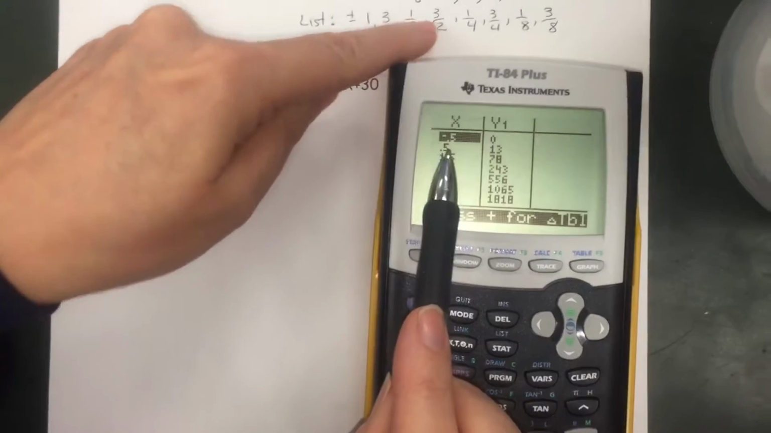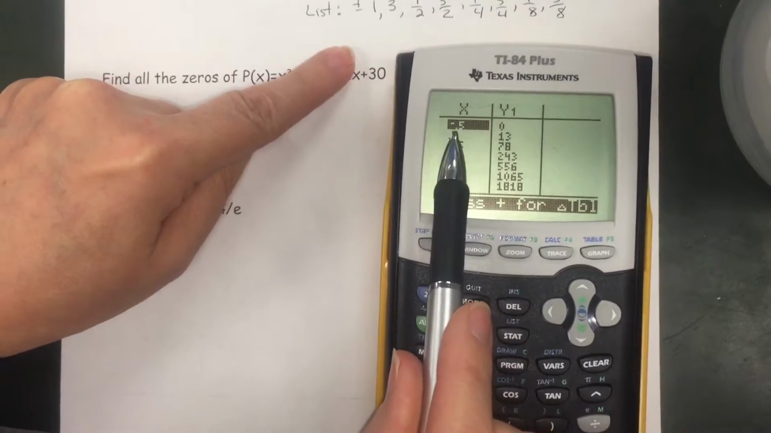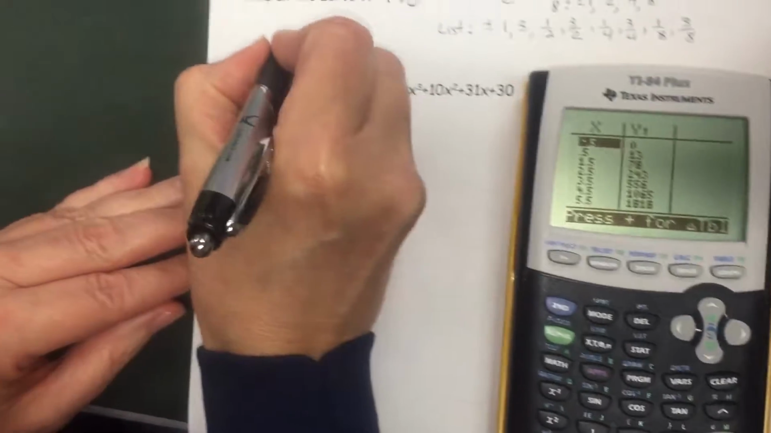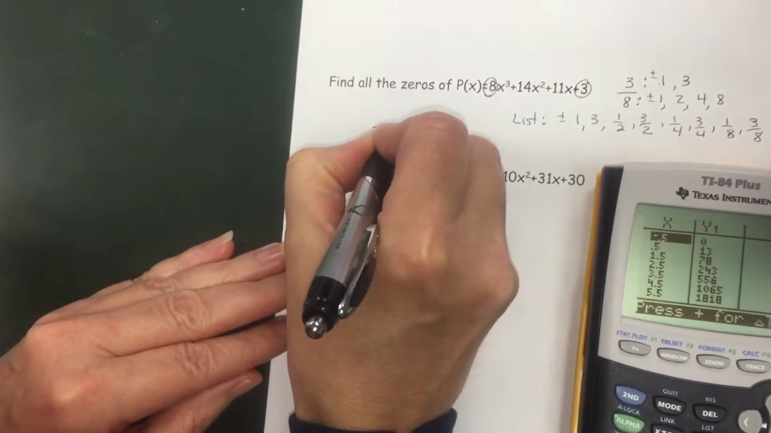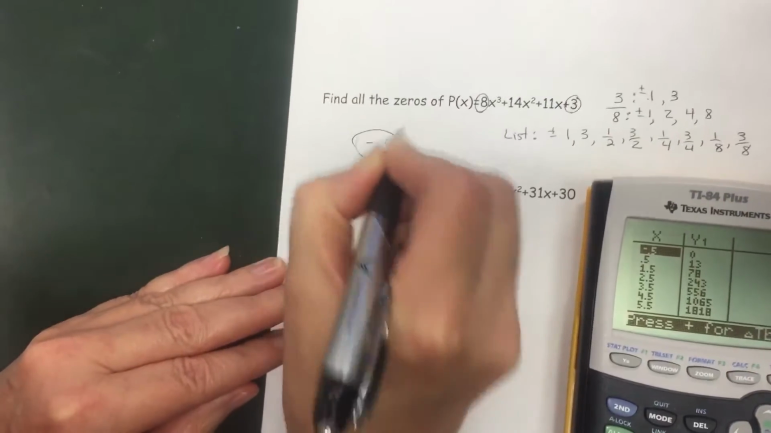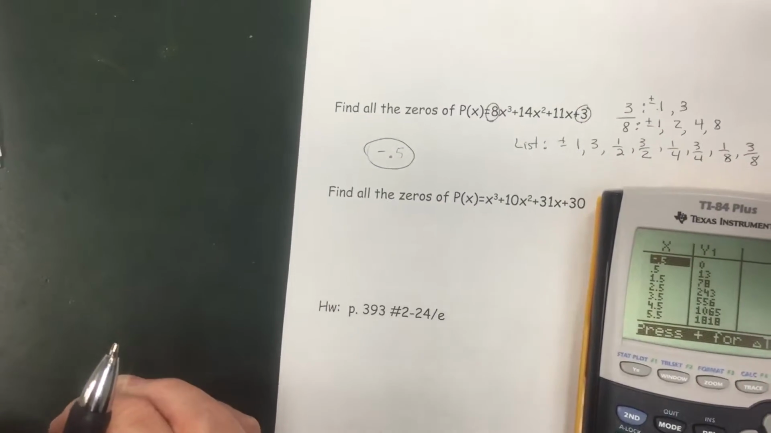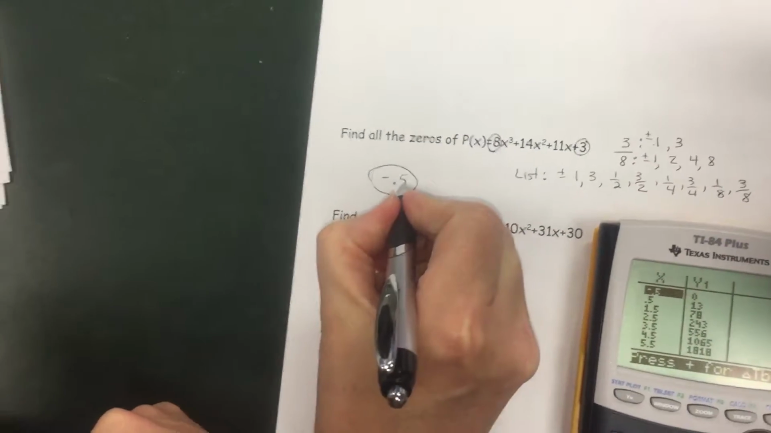So I know which ones I want to try because I made my list already. So -0.5 is a 0. And that appears to be my only rational 0 because it only crossed the x-axis one time. So I only have one rational 0. So that one was indeed in my list.